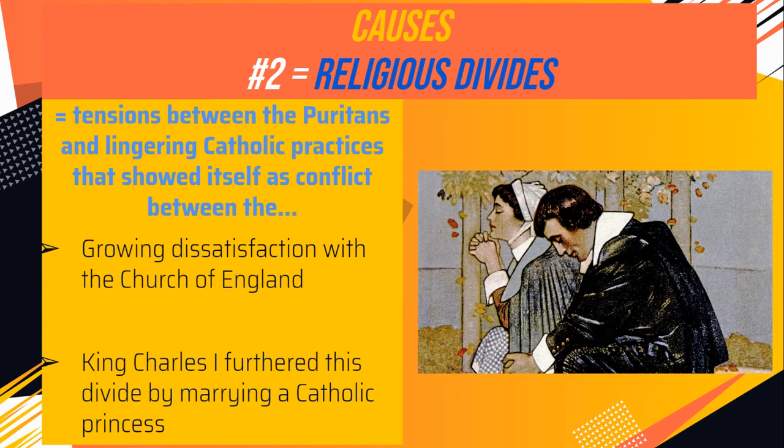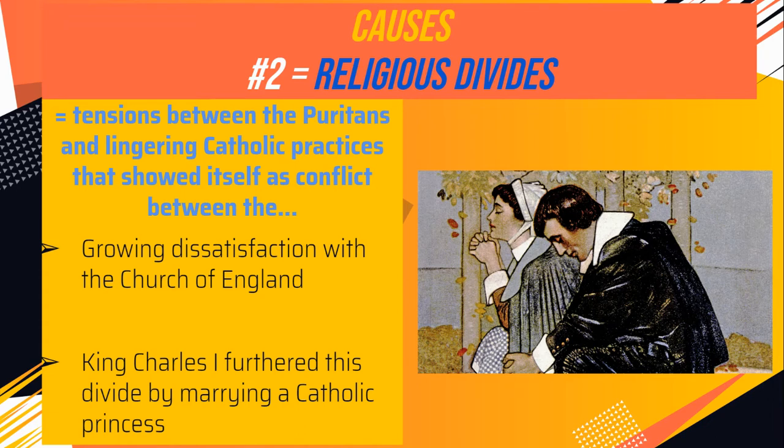So King James I, which is Charles's dad, his response to this is "no bishop, no king," which basically means there's no desire for further purification as his power comes from the bishop. So King James I does not want to do anything about this. And King Charles I, King James's son, furthers this divide because he marries a Catholic princess.